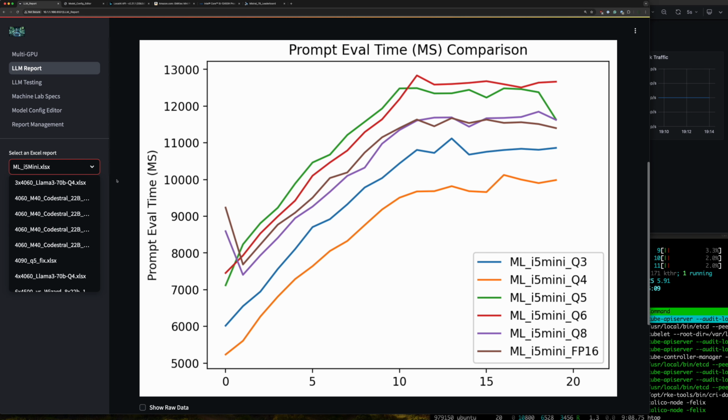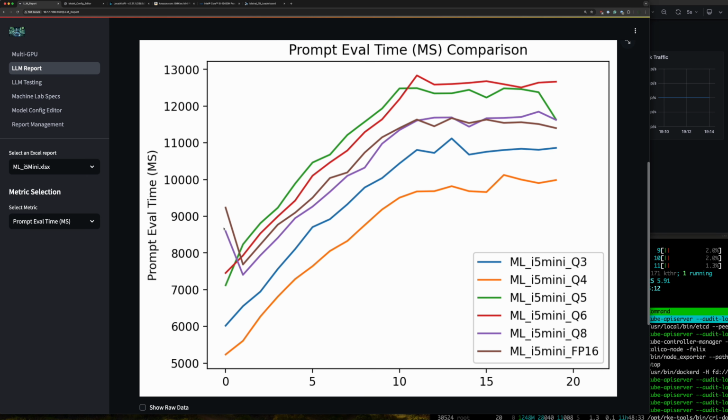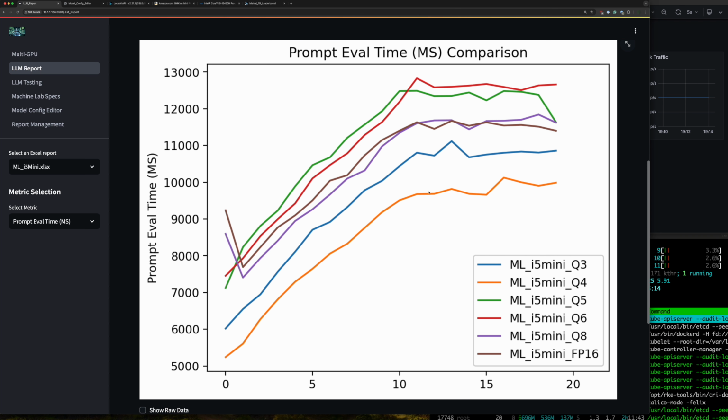And there you go. Let's get that back. Now this is the prompt evaluation time, and as we can see in blue we have the Q3, in orange the Q4, green the Q5, red the Q6, purple the Q8, and brown in FP16. Now this is in milliseconds, right off to the side. So this was the prompt evaluation time.